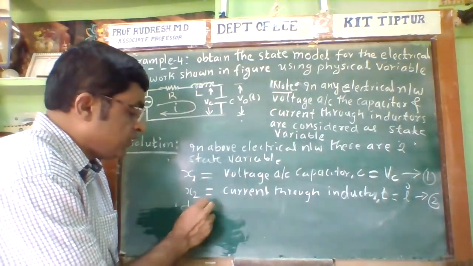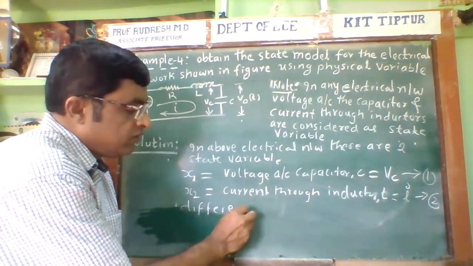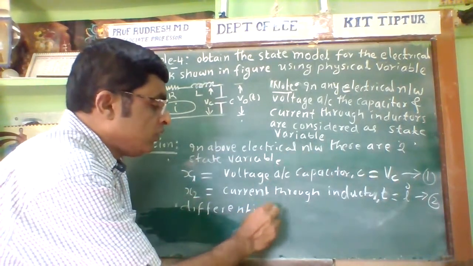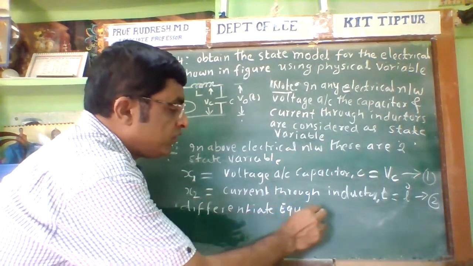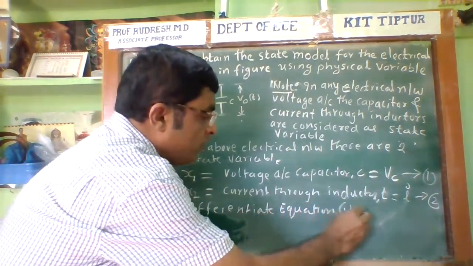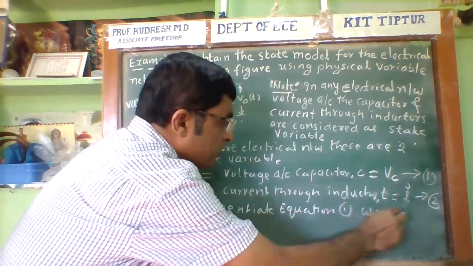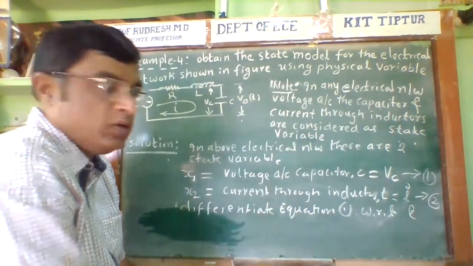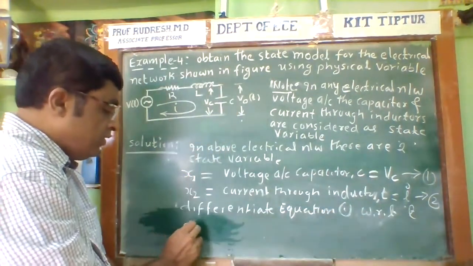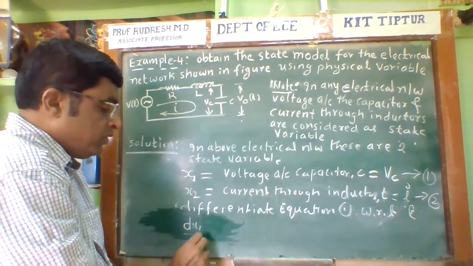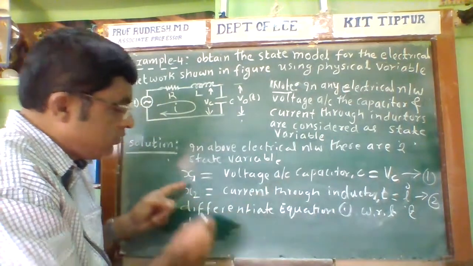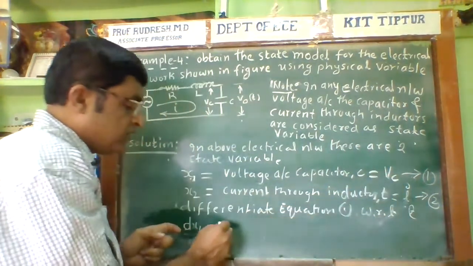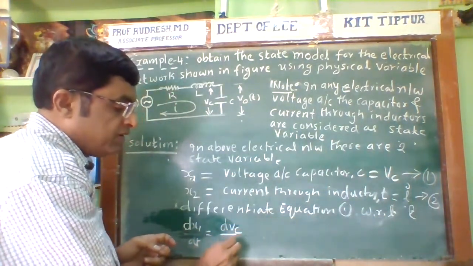Now, after choosing the state variables, consider these equations 1 and 2. Differentiate equation 1 with respect to t. Then we will get dx1 by dt. What is dx1 by dt? On the left hand side, if I differentiate, this becomes dx1 by dt. On the right hand side, there is Vc, which becomes dVc by dt.